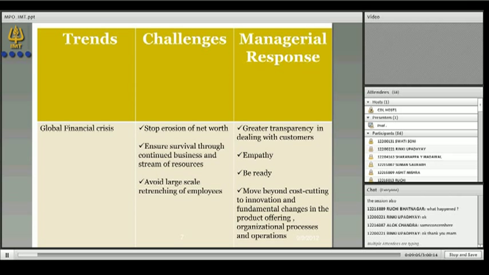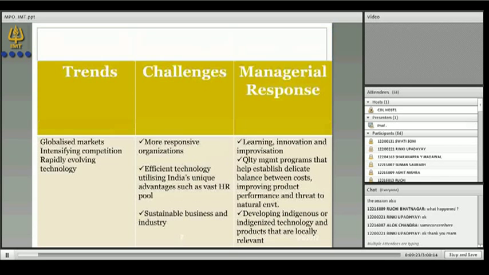So the managerial response has been to come out with greater transparency in dealing with customers, empathy, being ready, and to move beyond cost cutting towards innovation and fundamental changes in the product offering, processes and operations. The trends continue where we see more globalized markets, intensifying competition, rapidly evolving technology.